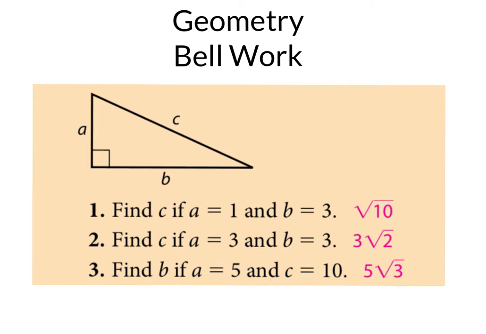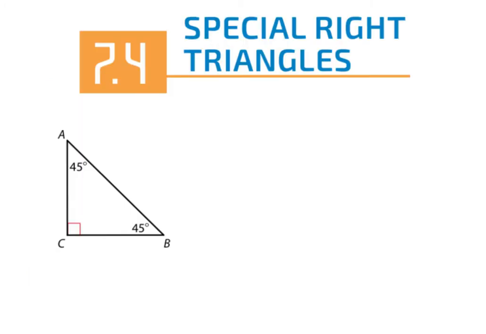Again, some of you may have gotten square root of 75. That means you just didn't simplify it. All right. Questions on those? Okay. The special right triangle.